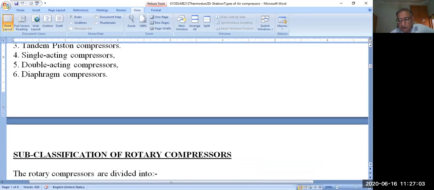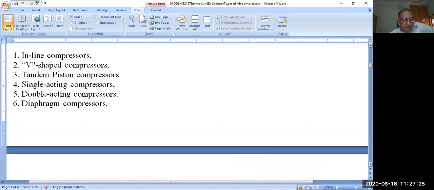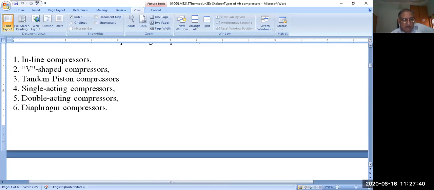What does it mean? Inline compressors are those where multiple cylinders are arranged in line. Then V-shape is when more than one cylinders are arranged in a V-shape on the body of the compressor. Tandem piston compressors are those where one shaft is connected to another shaft, and cylinders are arranged in tandem in line. Single acting compressors are those where force is exerted from one side of the piston, not from the other side.